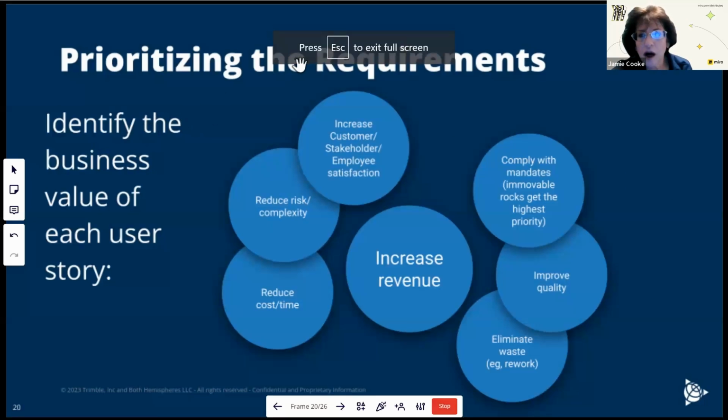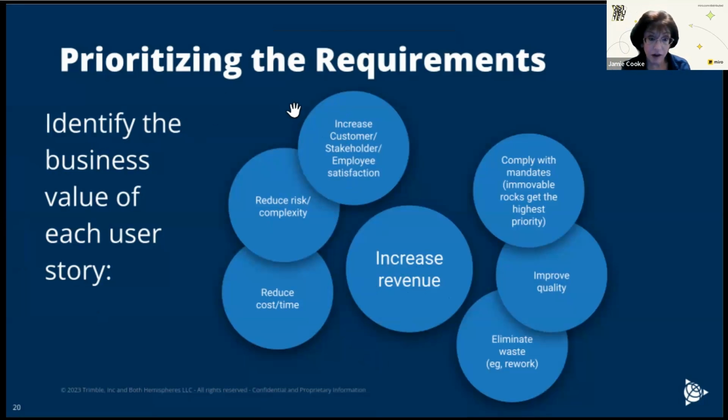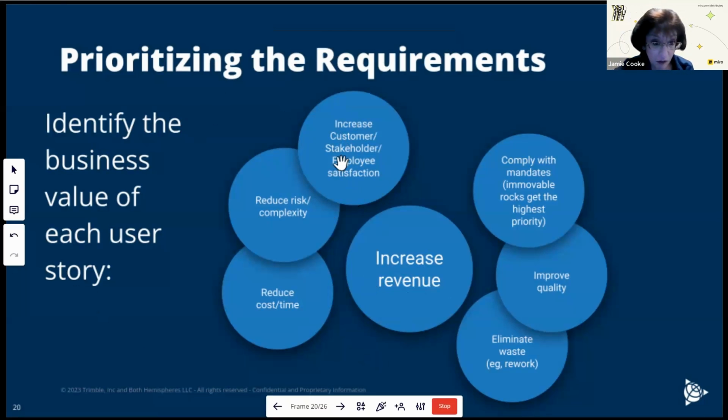Okay, so when we talk about business value of each user story, the most common thing that people immediately think about is increasing revenue, right? In a commercial organization, that's a big driver. But there are lots of other things that define business value outside of revenue alone. One of the less quantifiable ones, but certainly no less important, is increasing customer, stakeholder or employee satisfaction. And if the feature does something to move that in the right direction, that's valuable. Reducing risk or complexity and all the issues around that, huge business value.